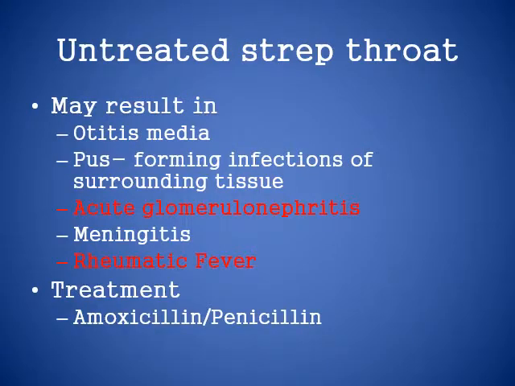If it's untreated, some kids will go on to develop complications. Usually it's related to an autoimmune process. The two more severe ones that we most often worry about are acute glomerulonephritis, which affects the kidneys, and rheumatic fever, which affects the heart. You will learn about both of these conditions when we talk about those systems. The mainstay of strep throat treatment is amoxicillin for 10 to 14 days, or penicillin, and it's important to instruct the family and the child to finish the course of antibiotics even if they're feeling better.